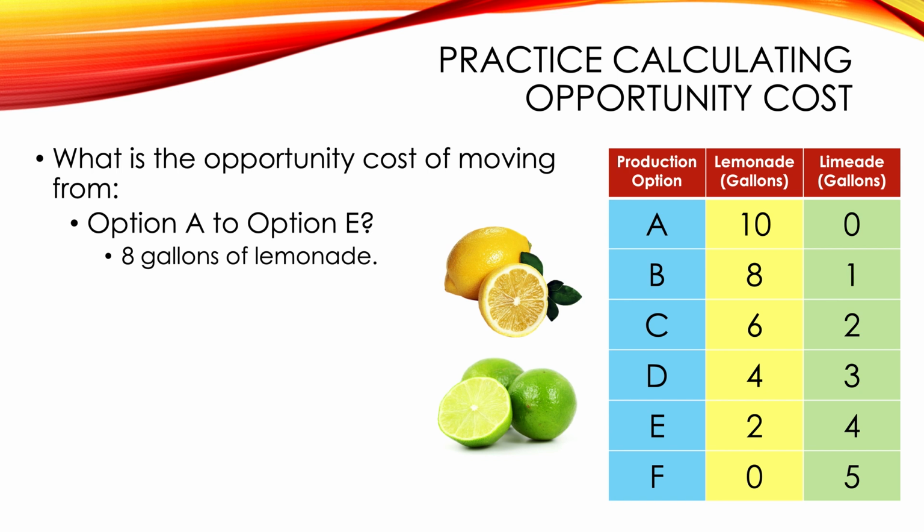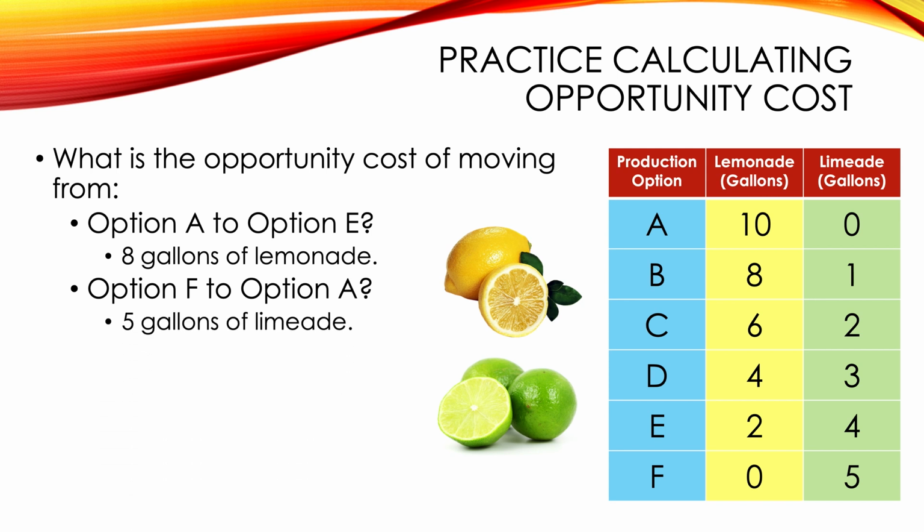Okay, let's do another one. Option F to option A. Pause it if you want to, because I'm going to give you the answer in 3, 2, 1, now. The answer is 5 gallons of limeade.